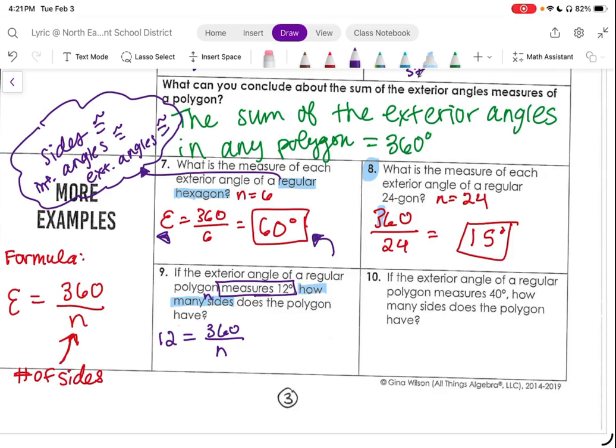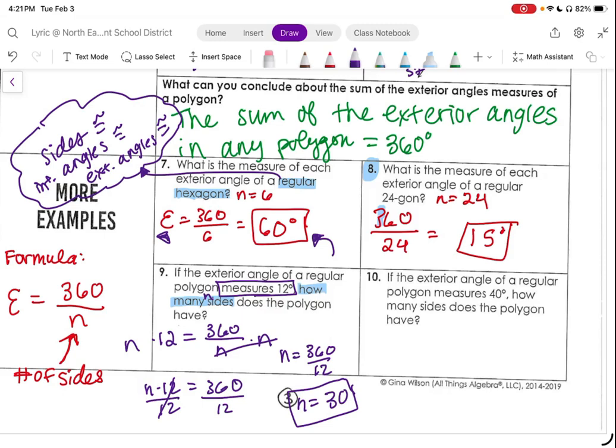Solving for n, just like we did with inverse trig, we need to multiply by n, and then divide by 12 on both sides so that the n is by itself. So we need to say n equals 360 over 12. Put that in your calculator, and we get 30. So this means we are dealing with a 30-gon, a polygon that has 30 sides. Go ahead and try number 10 on your own.